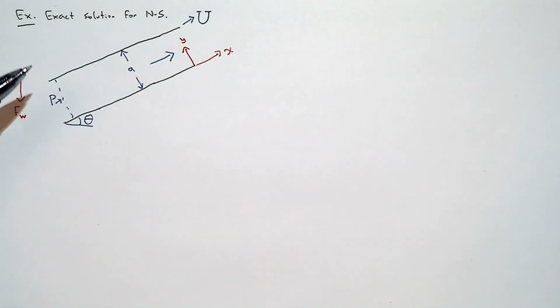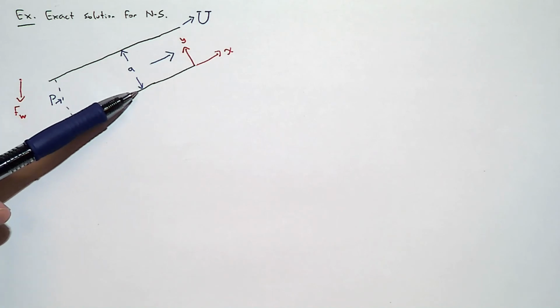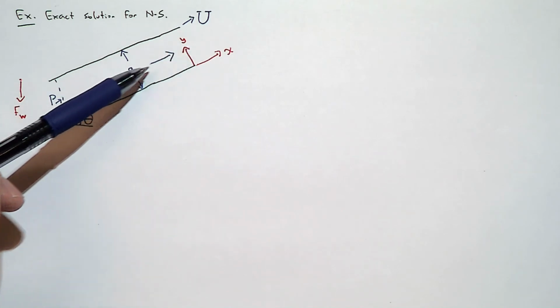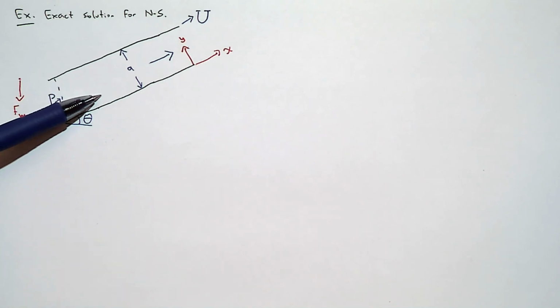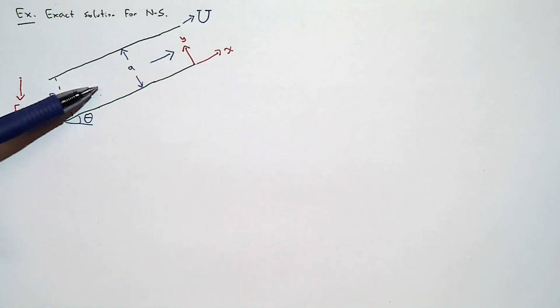It doesn't change with respect to x. If you look at 2 points at the same height in this channel, they should have the same velocity. However, if you look at 2 points at different heights in the channel, they're going to have different velocities. So I want to make sure that we understand that.